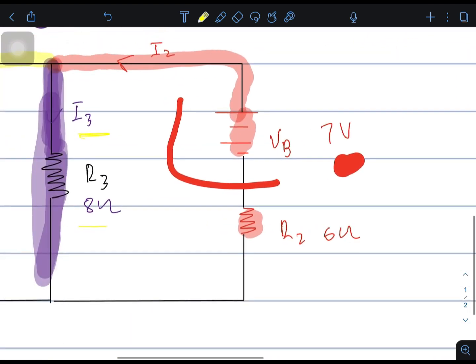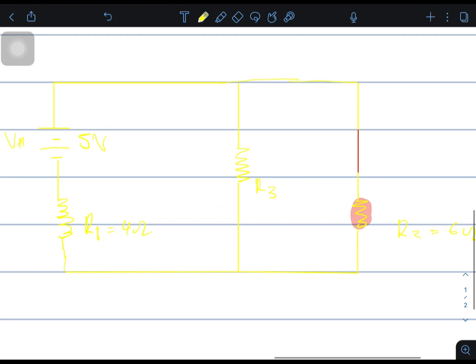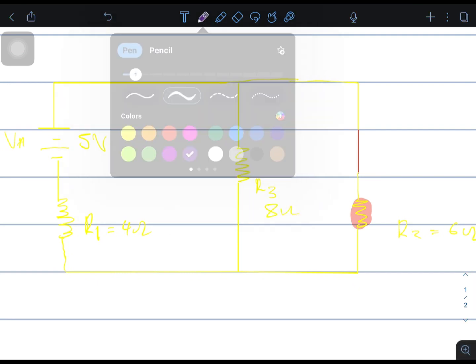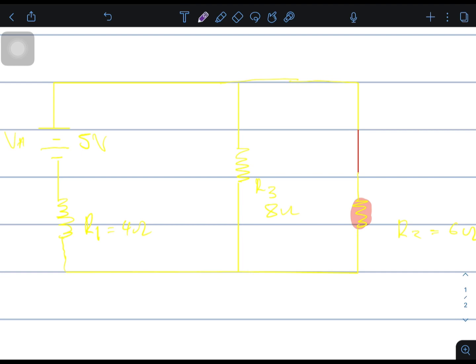which is 8 ohms. What I want to calculate is this current, I3 due to A, due to the source. That is why I'm saying I3A. This is due to the source.